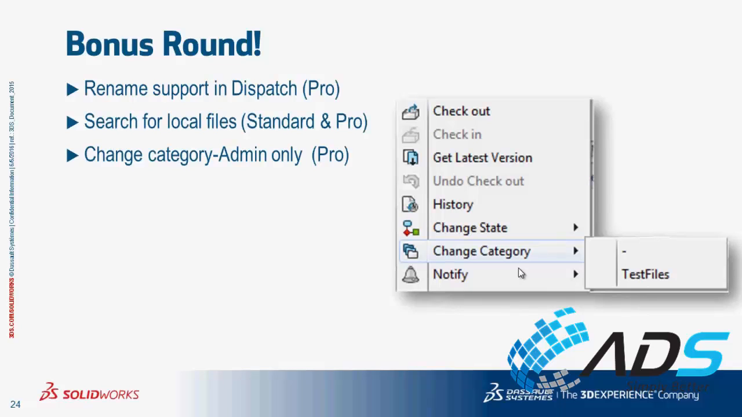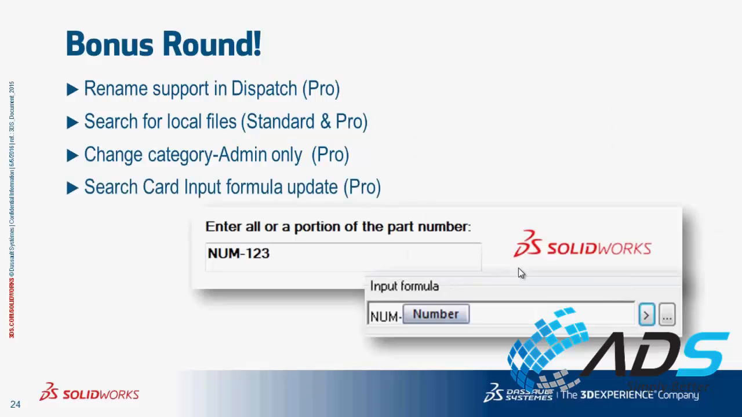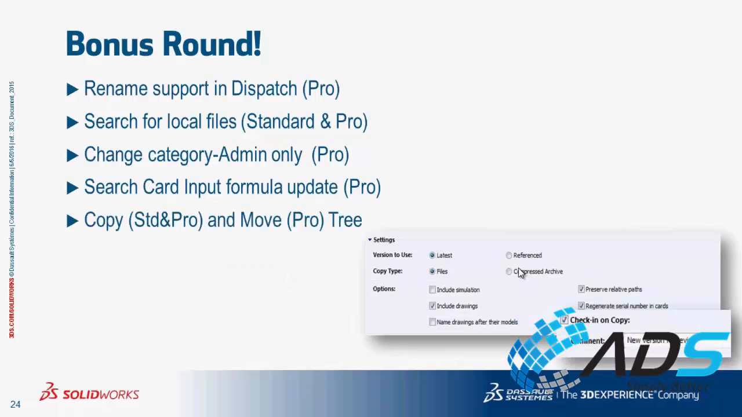It's an admin-only option right now, but this will help our workgroup users that come over and go to PDM Standard where there's no categories, that want to move to Pro and then assign categories. So you'll be able to do that through the admin. Search card formula input: the input formula didn't update when you added information to a field. So in 2017 that'll actually work. That's good news for that.